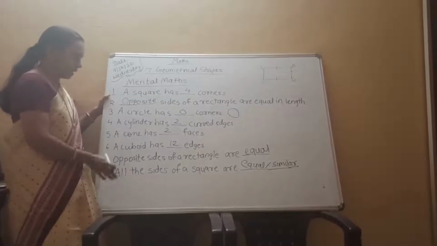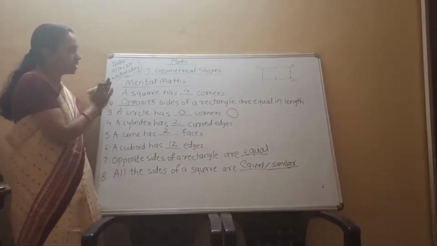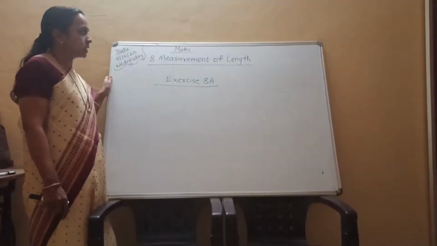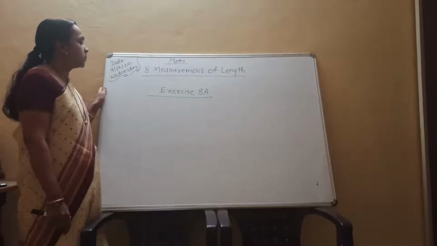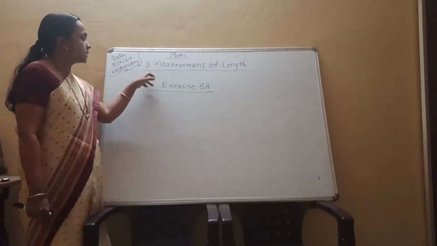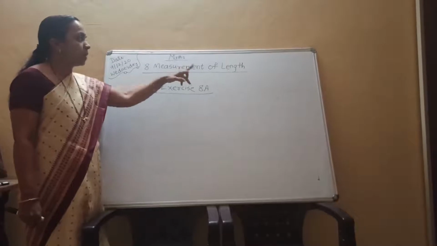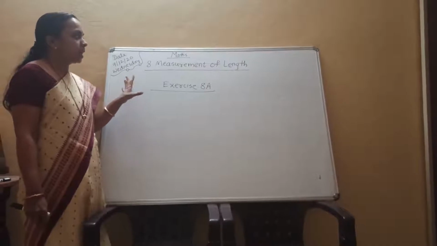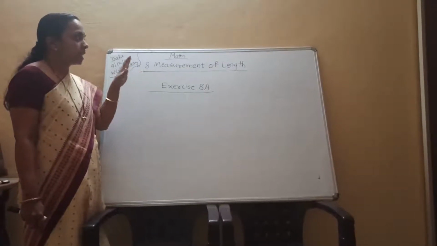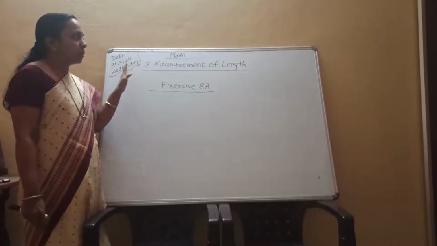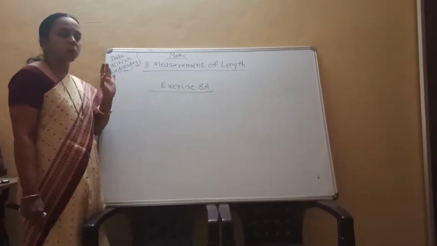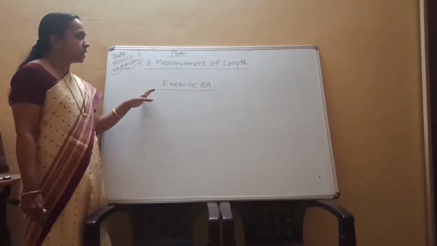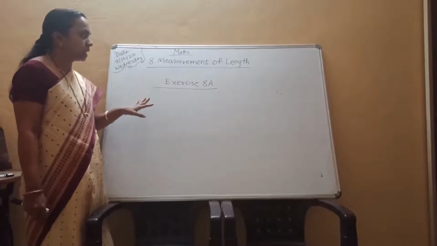Okay, so in this way our 7th lesson, geometrical shapes, is completed. Now students, see your page number 107. Our next chapter is chapter number 8, measurement of length. In this chapter, we will see about all the different lengths, how we can measure our classroom, how we can measure our house room. So step by step we will see all this measurement of length in this lesson.